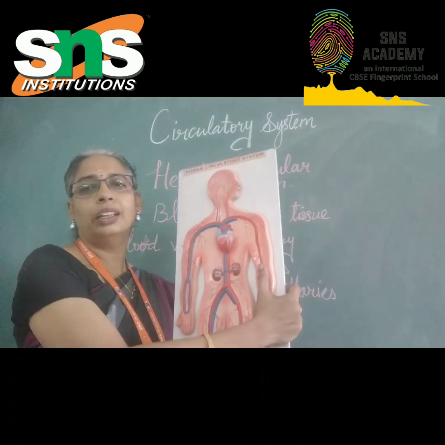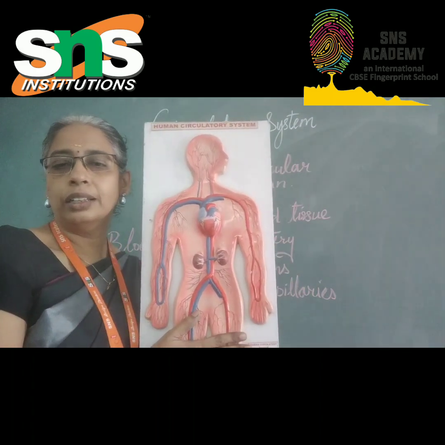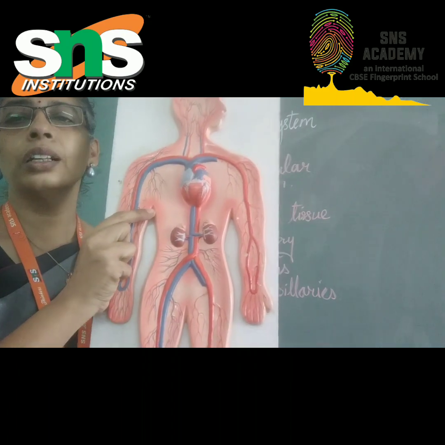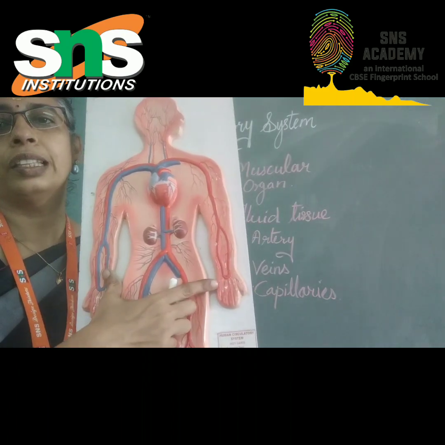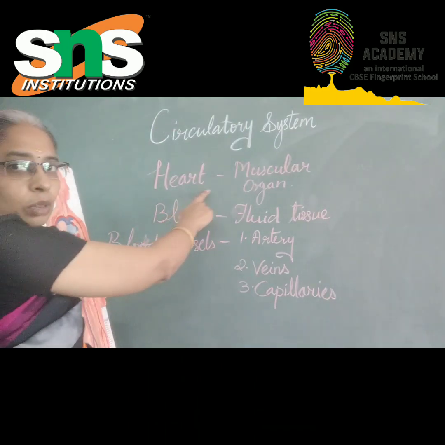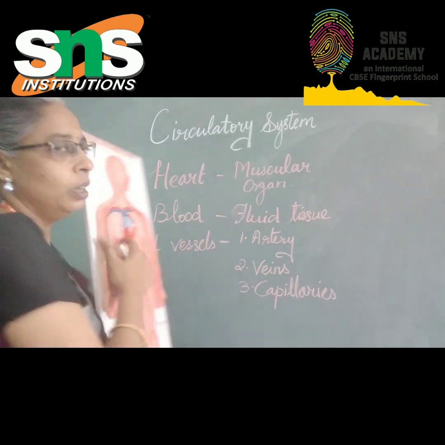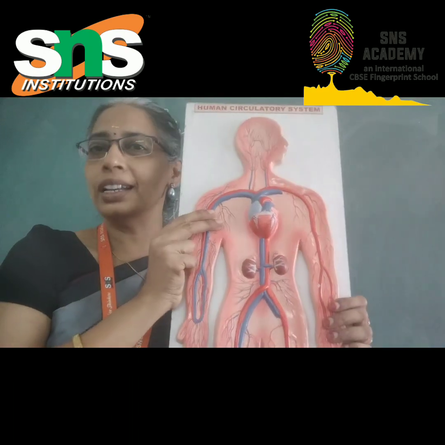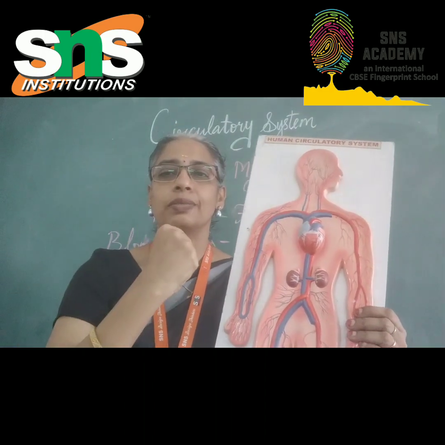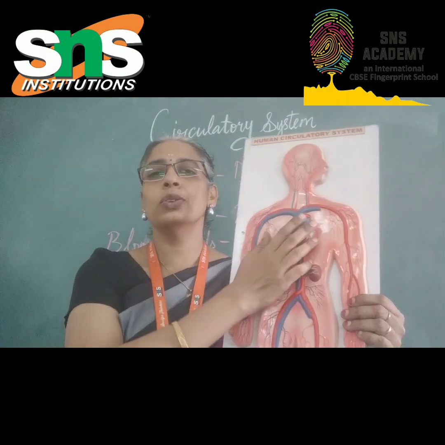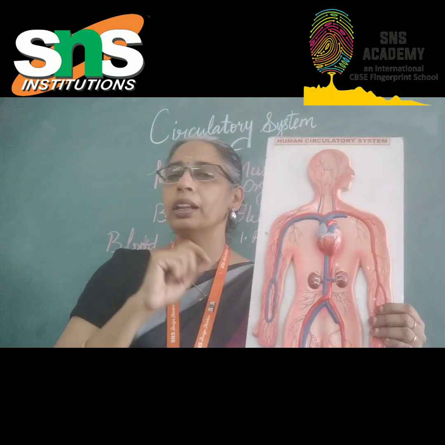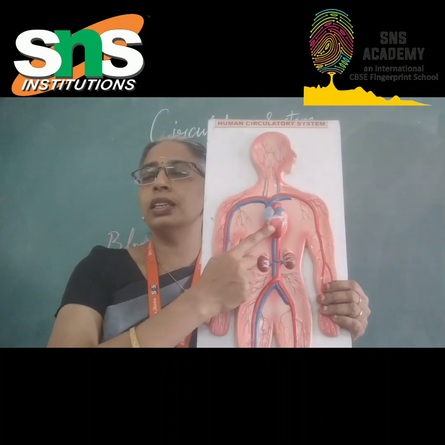So here I have the entire body system, and the human circulatory system is depicted here. This is the main organ. The main organ of the circulatory system is the heart. It is a muscular organ, about the size of our fist. So it will be here. You can see very well here. It is a conical shaped organ that you can see here.